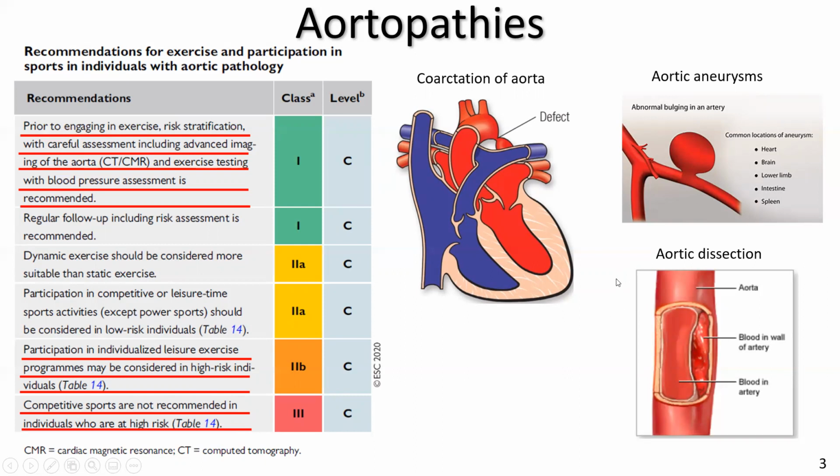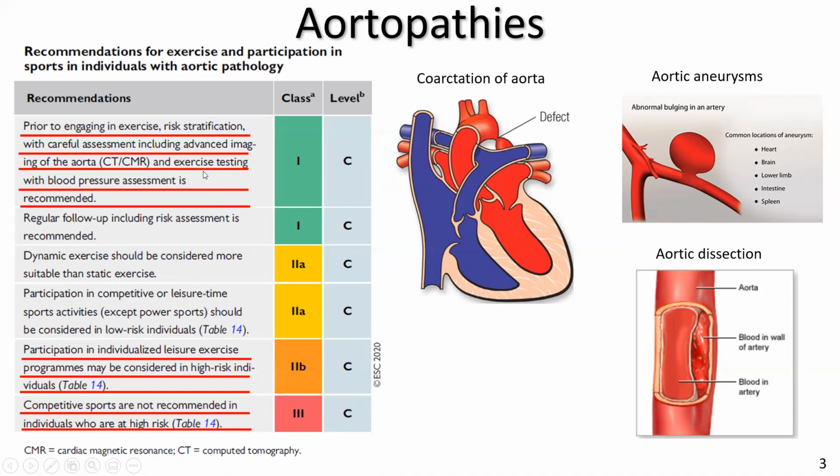So coming to exercise recommendations by the ESC for aortopathies. First of all, prior to engaging in exercise in the first place, risk stratification with careful assessment, including advanced imaging of the aorta, and exercise testing with blood pressure assessments is recommended.